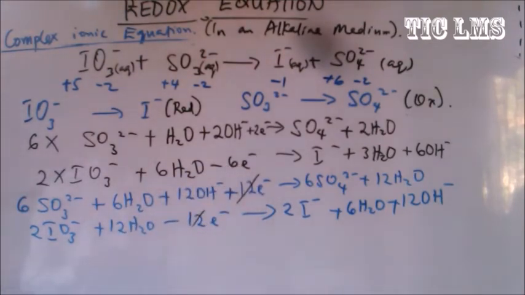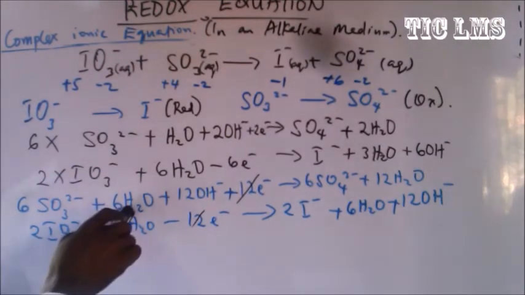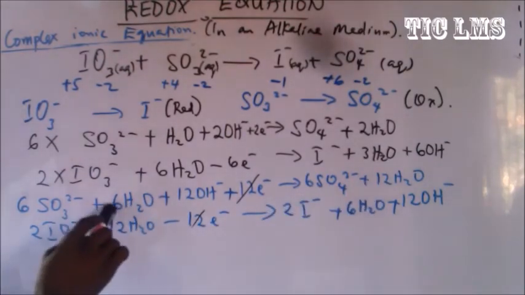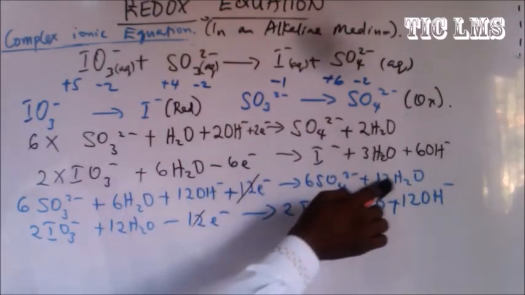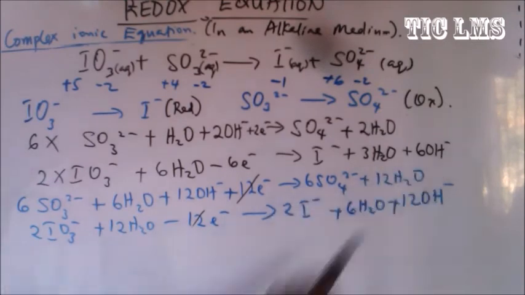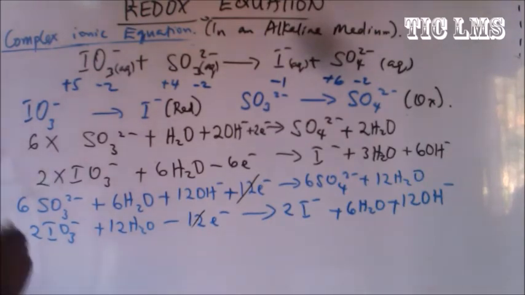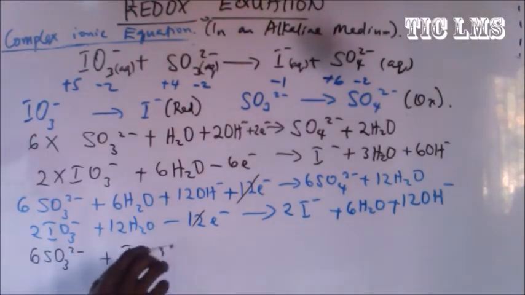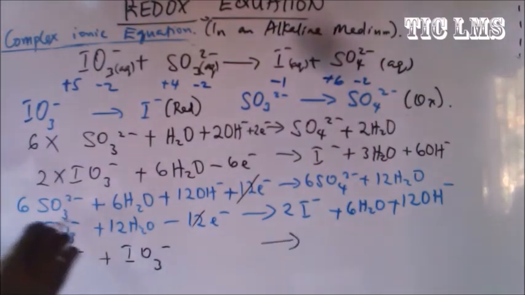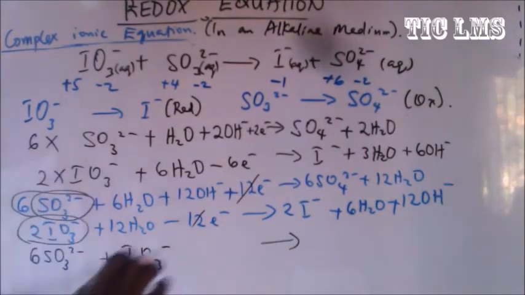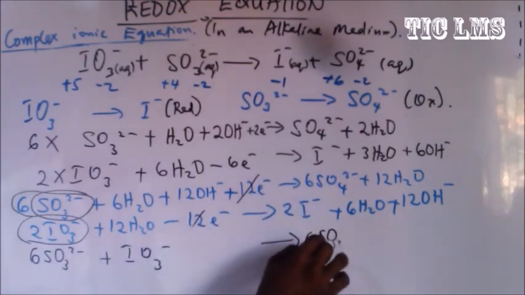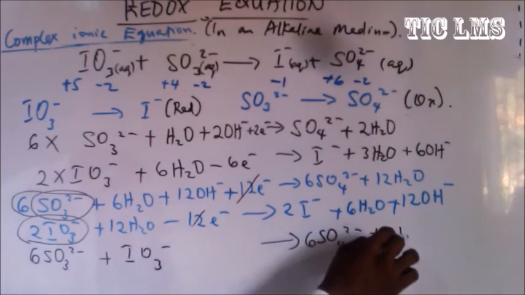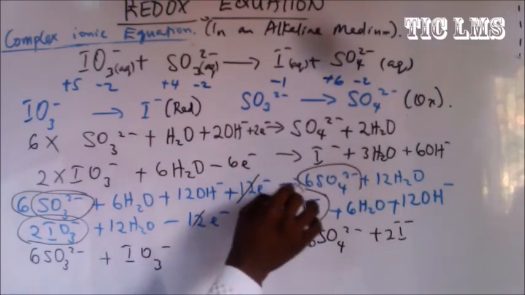And next, we'll look at our water molecules. We have 6 molecules of water here, we have 12 over here. So when this comes over here, it will become 12 minus 12. So we have a resultant of 6 molecules of water. So let us write the equations without having the water and the OH minus. So first we'll have 6SO3 2- plus IO3-, and then we have 6SO4 2- plus 2I-. So we have this out and we have this out.